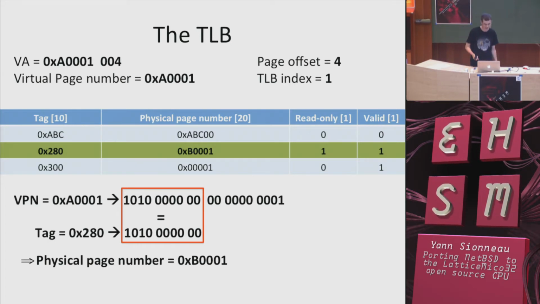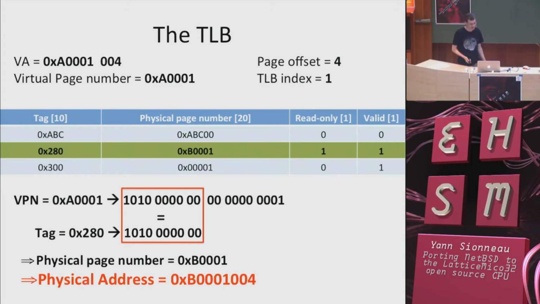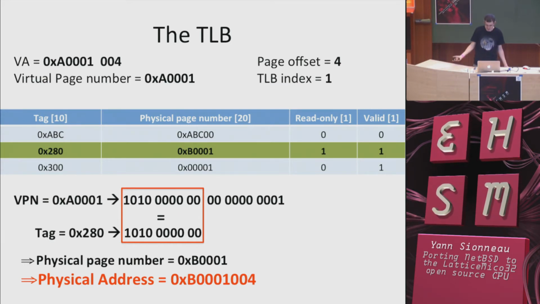We need to append the page offset. As I said, it's not translated. So we just append the 4, which was here and here. We append it in the end. So now we have the complete physical address. And we've translated an address. Great. TLB is working. So now it's over for the hardware part.